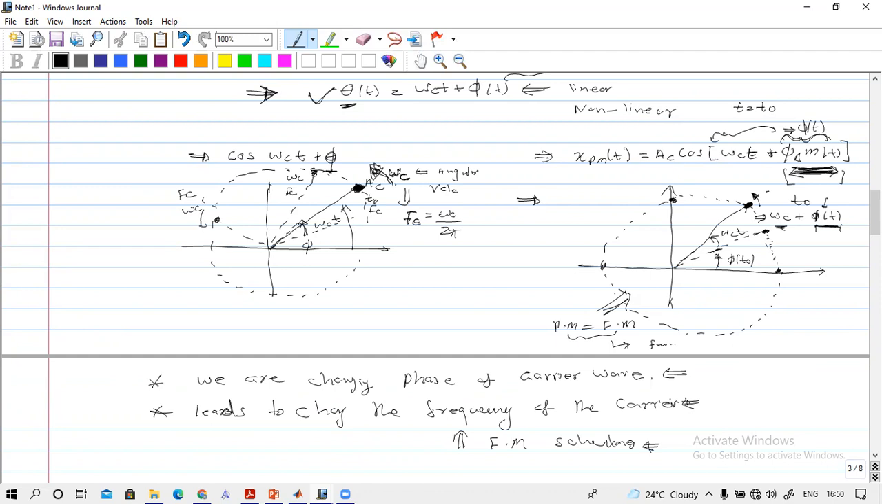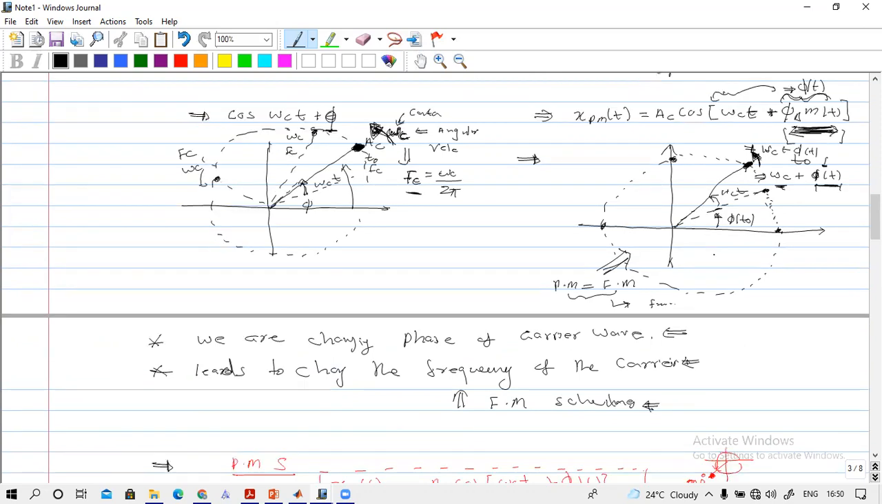For a normal sine wave, this is our frequency. That instantaneous frequency is not changing. It is a constant. This omega c is a constant, and also this fc is a constant. But in the case of a phase modulated signal, the instantaneous frequency or instantaneous angular frequency is not constant. Here it comes as omega c plus phi dash t. So it is not a constant value. It will change.